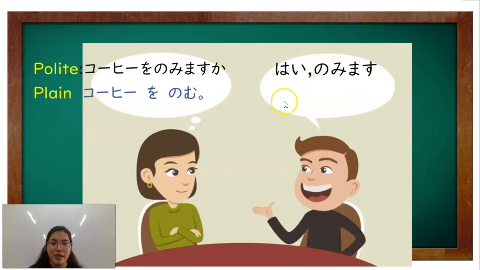And then you will say in the polite, hai, namimasu. While in the plain style, you can say, namu. Again, in the plain style, kohi o namu. So, that's how the plain style is used. It omits ka when asking a question.